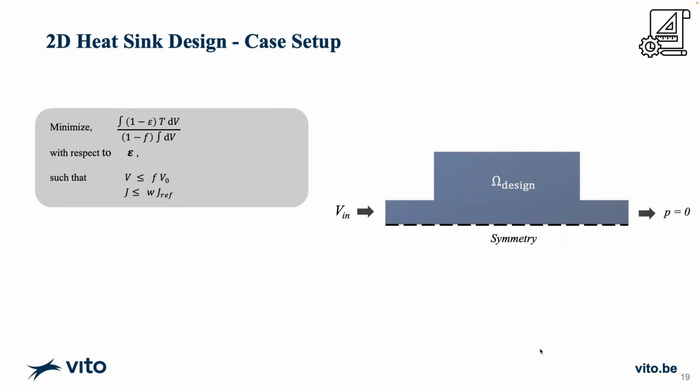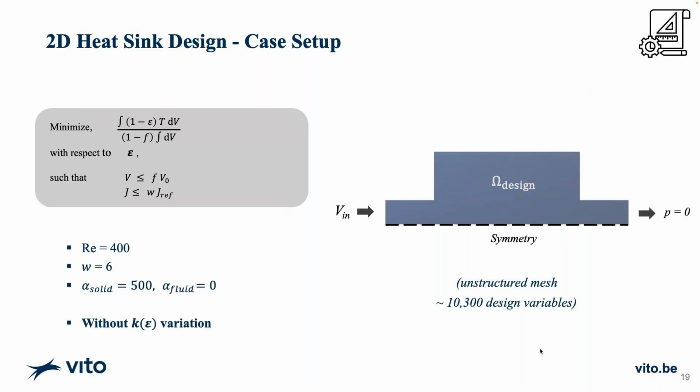However, in this case, we have an additional constraint, which is to make sure it doesn't go for crazy pressure drops. So we do want to optimize for thermal performance, but if the pressure drop increases tremendously, it is of no use for us. That's why you see that J, representing the power dissipation constraint, is present. And again, we solve it on an unstructured mesh. In this case, it's a relatively smaller case. So we have roughly 10,000 design variables, and we solve it for a Reynolds number of around 400. An important point to mention here is that for this design case, we did not consider the thermal conductivity variation between fluid and solid, for reasons that I will come back to towards the end.